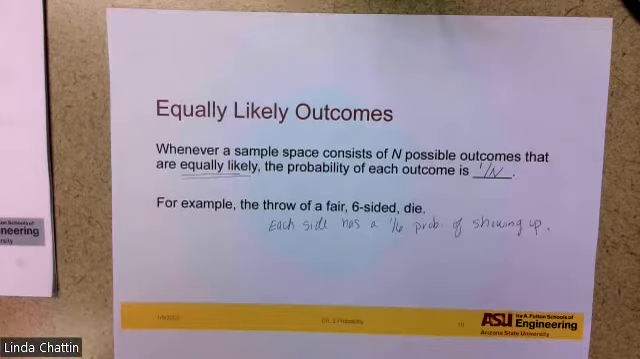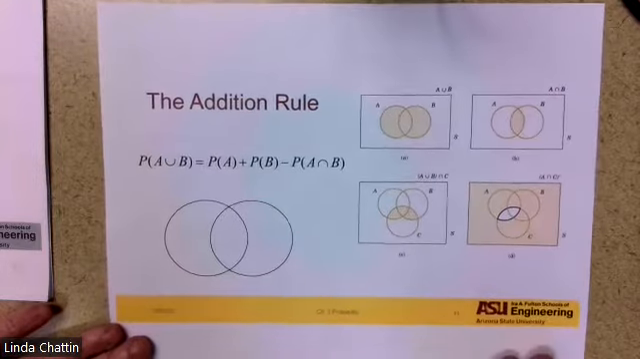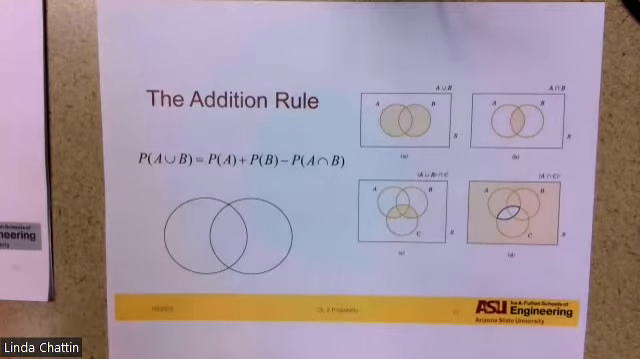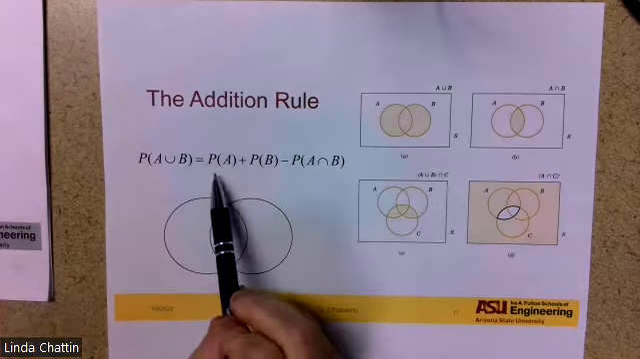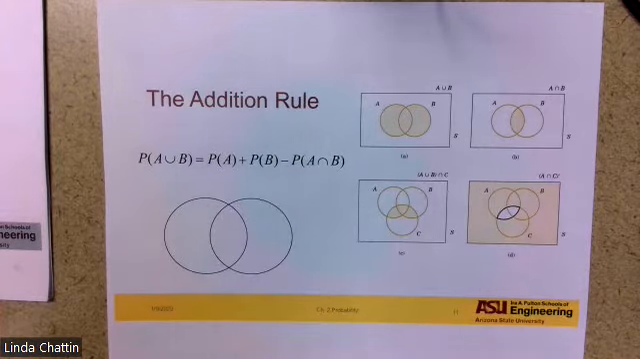The next concept is something called the addition rule. Now you're going to have homework problems with this, and you may get the wrong answer. So pay attention here. If I'm interested in figuring out the probability of an event A union with an event B, we're going to use this equation. We're going to look at the probability of A by itself plus the probability of B by itself minus the probability of A and B intersected.